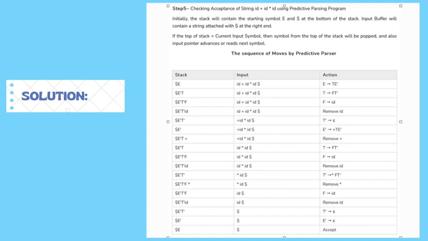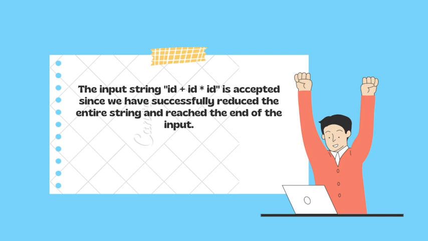Here we can see stack, input and action, where we have the following explanation. So let us conclude with our section where the input string ID + ID * ID is successfully reduced, the entire string has been successfully reduced and we have reached the end of the input.